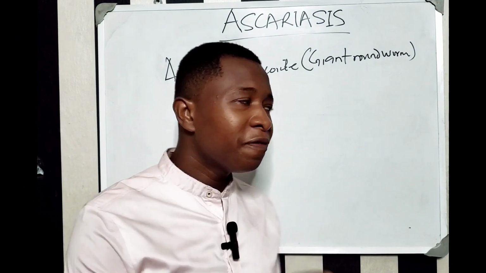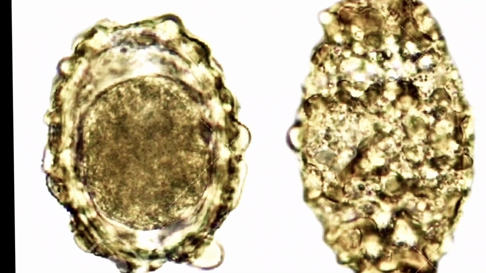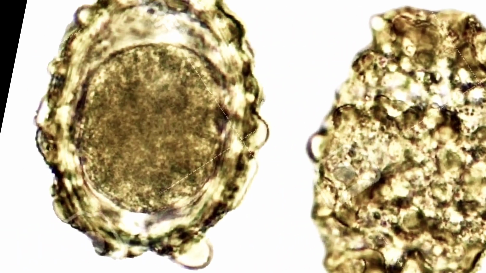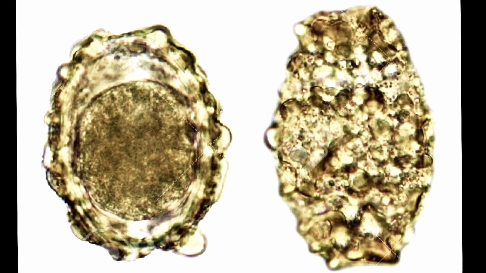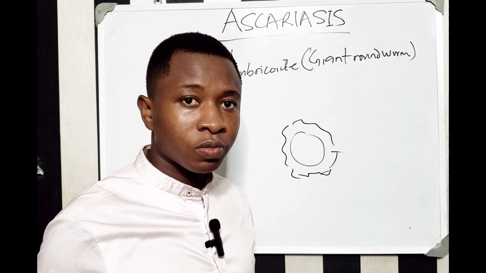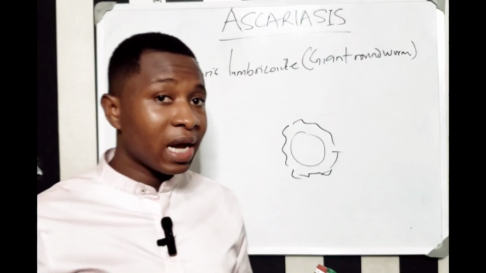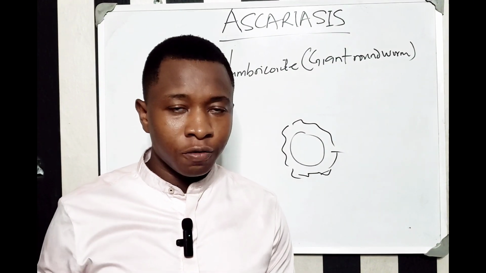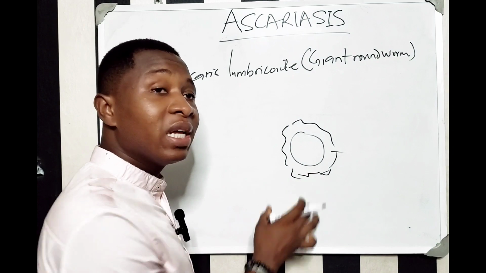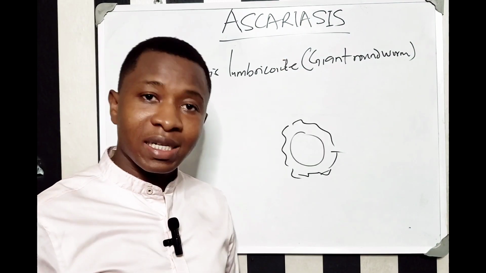Okay, so the infective form of this worm is the egg. Now the egg is coated with a protein coat that is resistant to heat and chemicals. So if not properly cooked, this egg can still survive a certain amount of heat. So it's advised that your food is properly cooked. Now this worm can be acquired by ingestion of contaminated food and contaminated water. So when you take in food that is contaminated with this egg, you're at high risk of suffering from ascariasis.